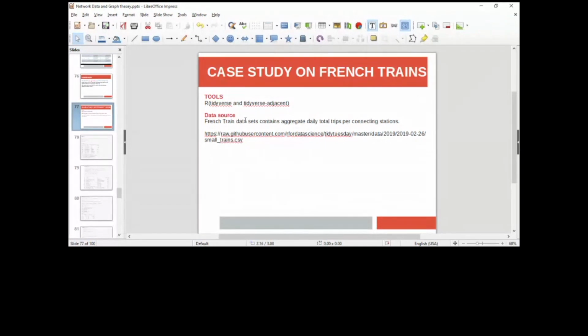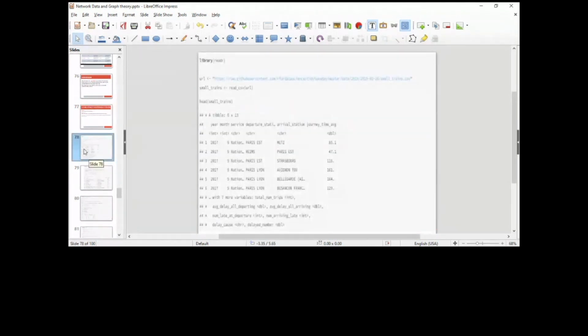Anyway, we got a French train data set, daily total trips per connecting station. This is a link for it. And we are going to use these tools in our tidyverse and tidyverse adjacent. As you can see, this is a data source, which has the year, the month, service, the departure station, the arrival station, journey time.